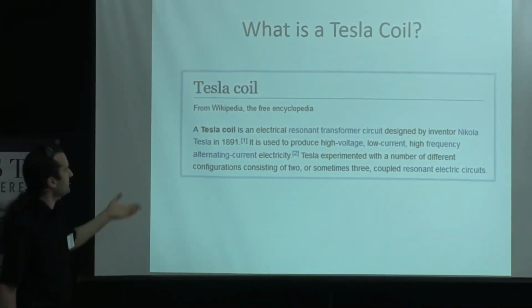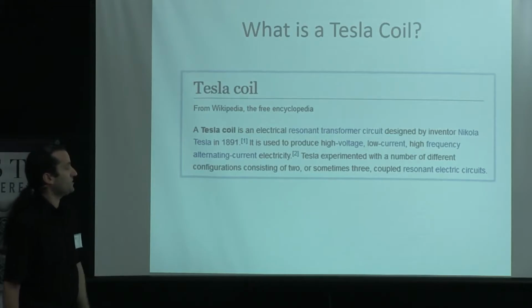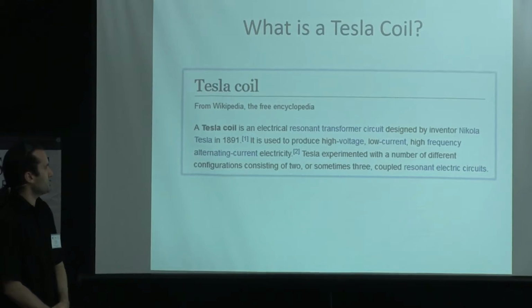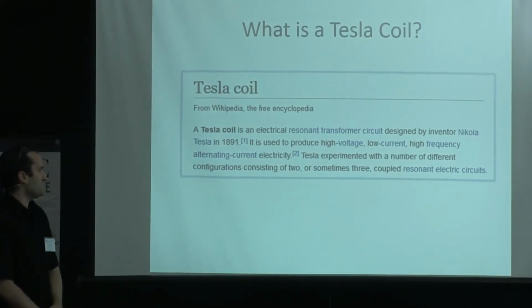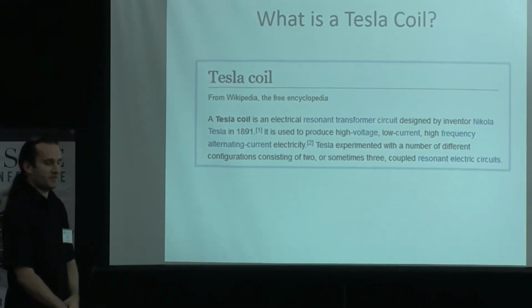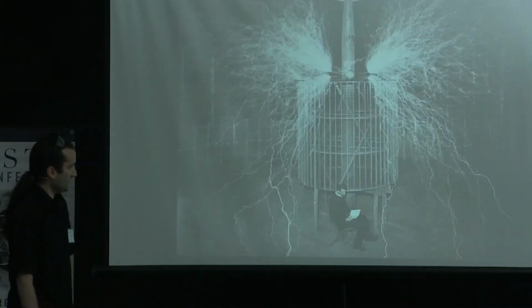But I'm going to go back 1 second. So Tesla coil, by Wikipedia, says it's an electrical resonant transformer circuit designed by inventor Nikola Tesla in 1891. It is used to produce high voltage, low current, high frequency alternating current electricity. Tesla experimented with a number of different configurations consisting of 2 or sometimes 3 coupled resonant circuits. The last year we've been working with coils that are just 1 coil, no primary, no secondary. And it turns out that that field itself is deep enough that it can consume many years of an experimenter's work. There's so many variables, it's very difficult to work with.